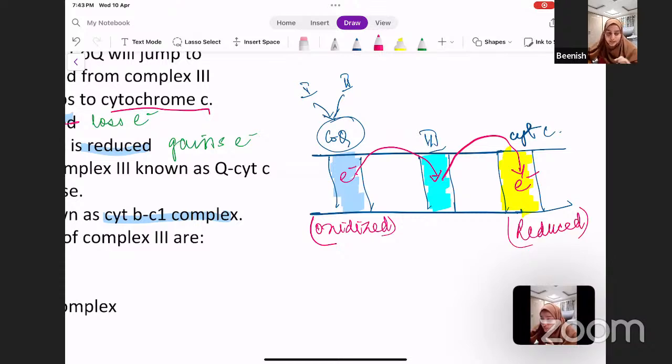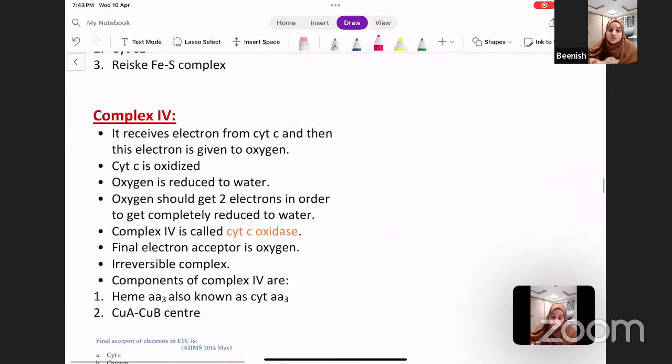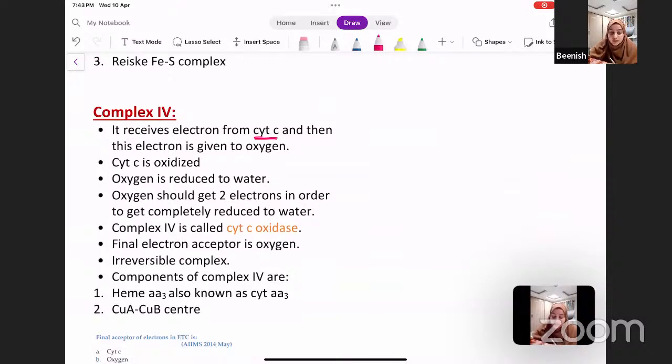Now moving forward to complex 4. This complex 4 receives electrons from cytochrome C, and then these electrons are given to oxygen. So cytochrome C is oxidized because it is giving its electrons, and oxygen is reduced to water. Oxygen should get 2 electrons in order to get completely reduced to water. After receiving 1 electron, it forms superoxide ions. So in order to avoid that, it should receive 2 electrons.